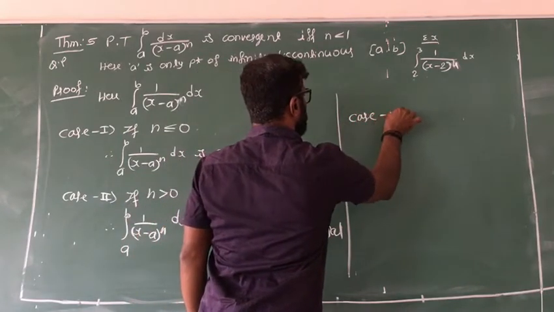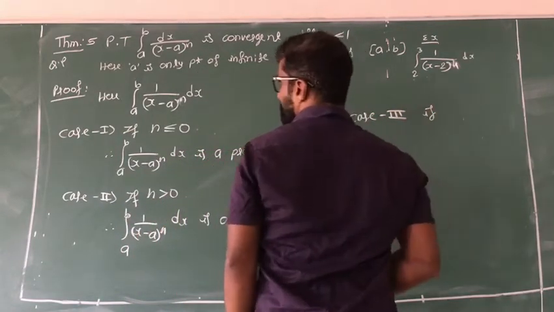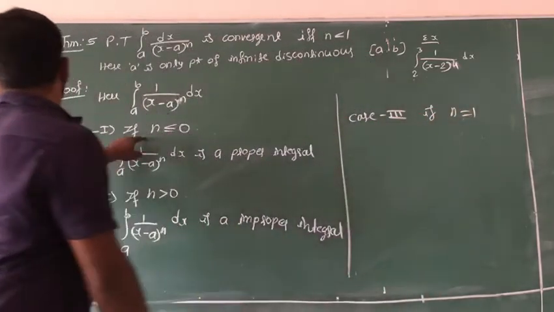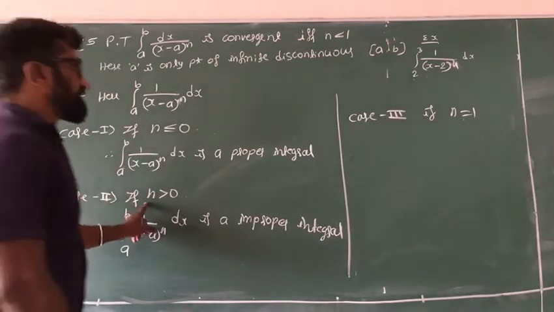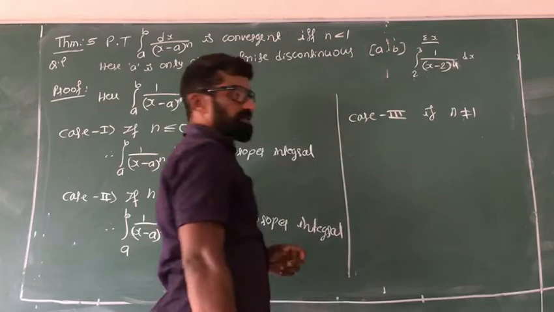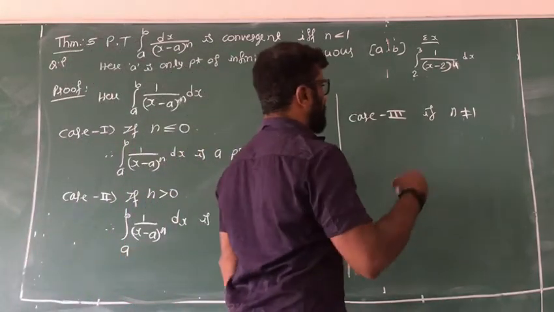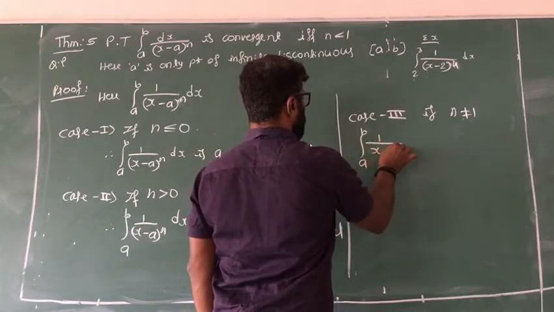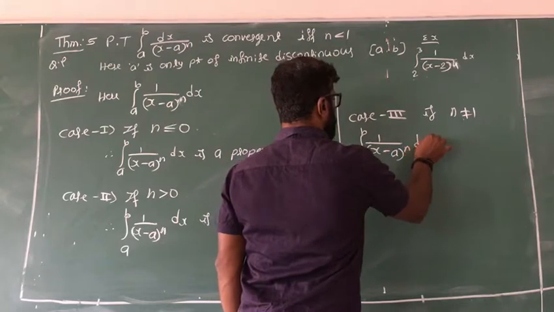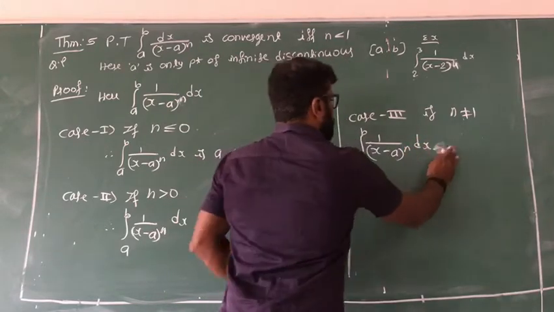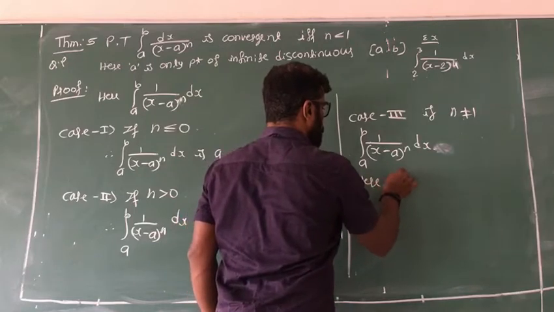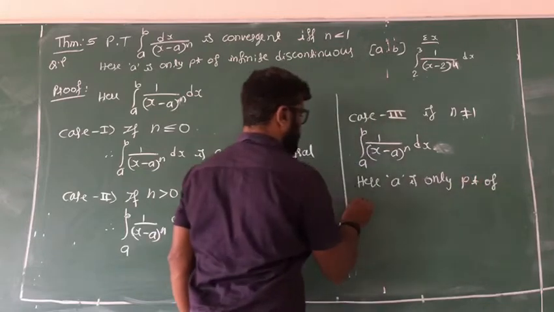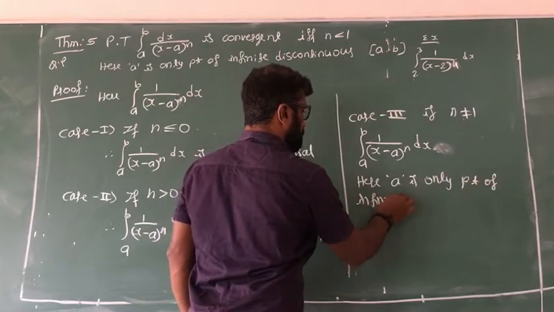Case 3. If n is not equal to 1. Less than or equal to 0 is done, n greater than 0 is done; the condition is n is not equal to 1. We will solve n equal to 1 later. So given is a to b, 1 divided by (x minus a) raised to n, dx. Here a is the only point of infinite discontinuity.